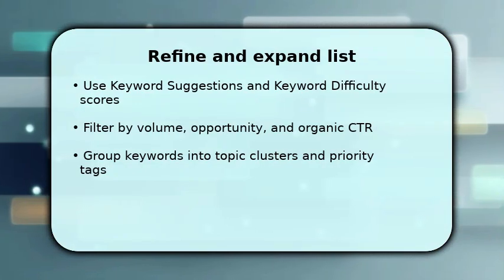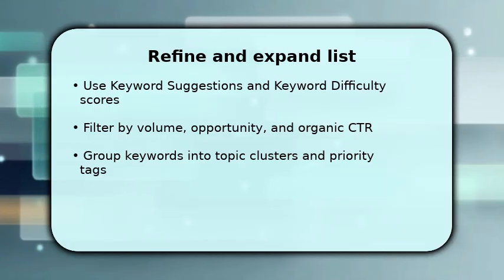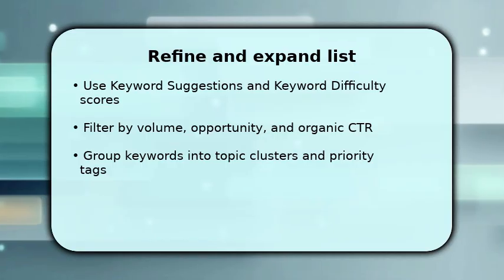Now you expand and prune. Use keyword suggestions to find long-tail variants and check keyword difficulty to avoid overly competitive terms. Sort by monthly volume, opportunity, and organic click-through rate to prioritize realistic wins.